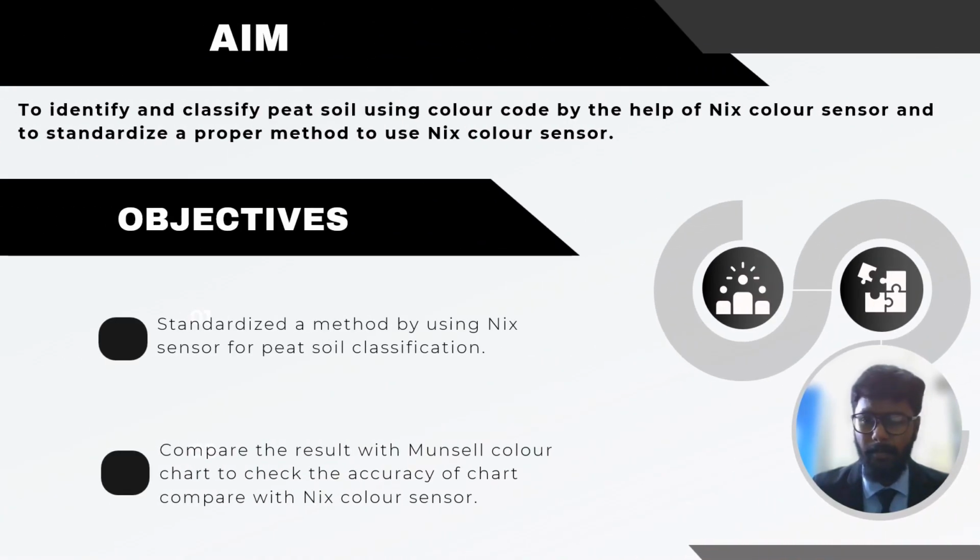So I've developed my aim of this research to be to identify and classify peat soil using color code with the help of the NIX color sensor and to standardize a proper method to use the NIX Pro color sensor. And the objectives that I get from my aims are to standardize a method by using the NIX Pro sensor for peat soil classification, and also to compare the results with the Munsell color chart to check the accuracy of the chart compared with the NIX color sensor.